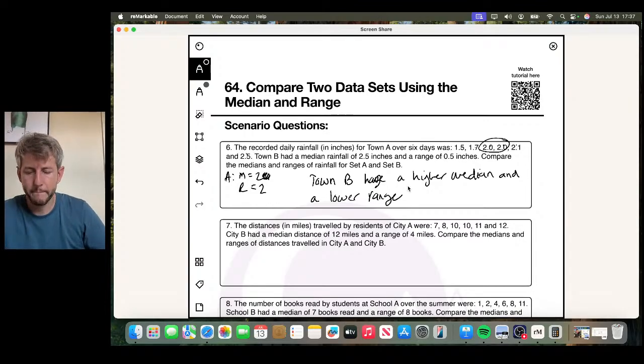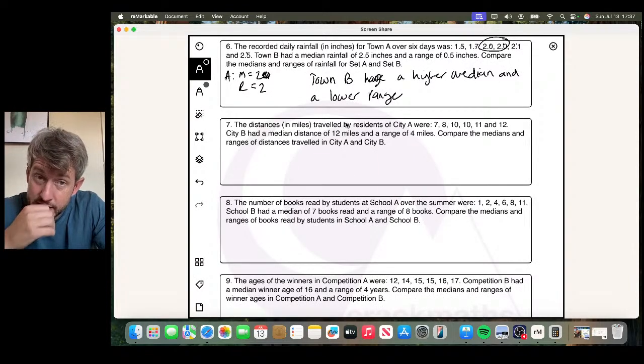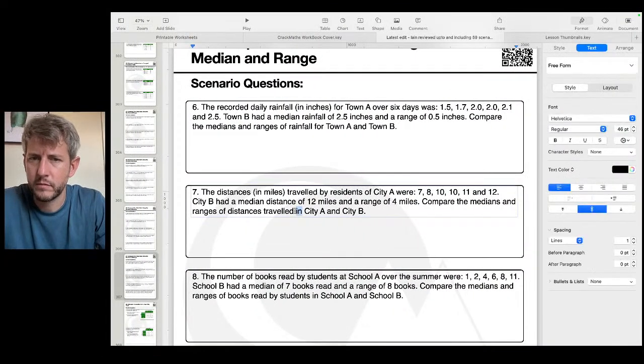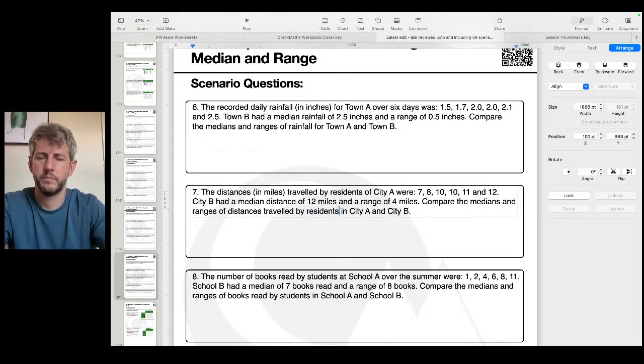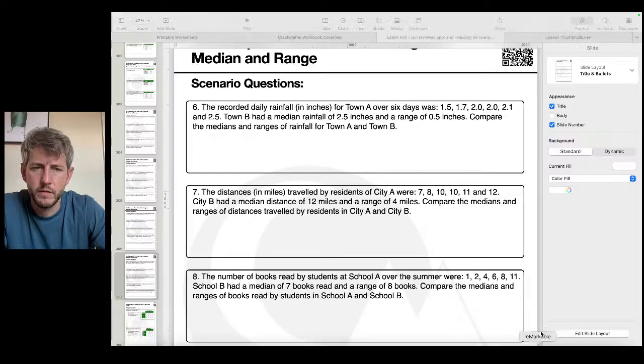Okay, right. Question 7. The distances in miles travelled by residents of City A were 7, 8, 10, 10, 11 and 12. City B had a median distance of 12 miles and a range of 4 miles. Compare the medians and ranges of distances travelled in City A and City B. I feel like I need to add the word by residents. In City A and City B. Here we go.